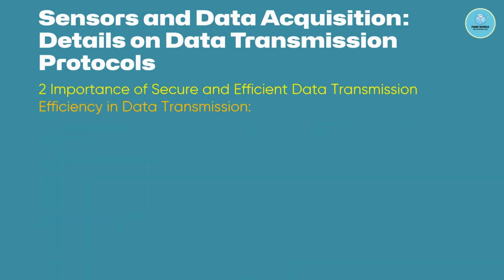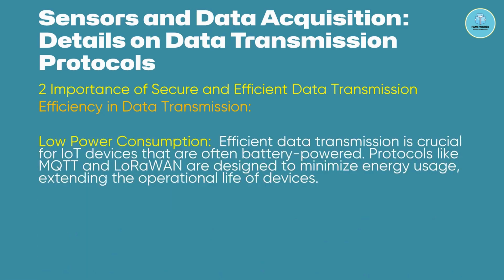Then in the efficiency of data transmission, you also have to understand low power consumption. Efficient data transmission is crucial for IoT devices that are often battery powered. Protocols like MQTT and LoRaWAN are designed to minimize energy use. For low power consumption, you can see MQTT is the best one. It is available everywhere. Whatever important security and efficiency feature you look at, you will get an example of MQTT. That means MQTT is best to use, and that's why we will also be using it.